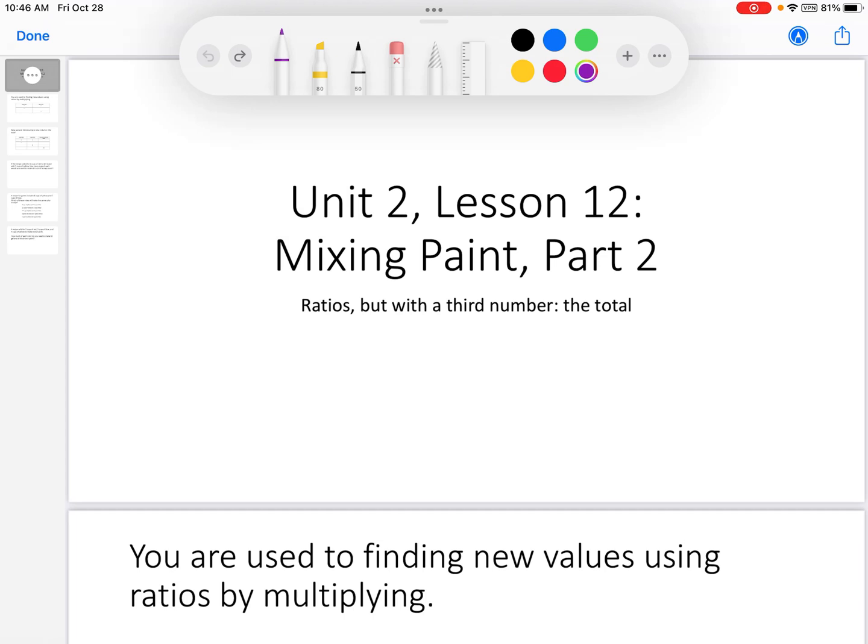This helper video is about Unit 2, Lesson 12. It's called Mixing Paint Part 2. This is still all about ratios, but you're used to having ratios use two numbers. These ratios use three numbers, and the third number is the total. In fact, we'll have one later on where there are four numbers, but we'll deal with that when we get to it. So it introduces a new thing.